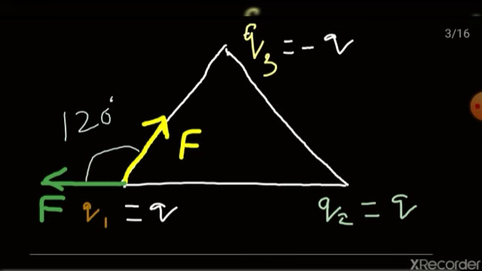Now if we see the diagram, the angle between these two vectors will be 120 degrees, because this is an equilateral triangle and the angle between any two sides is 60 degrees. Hence if this angle is 60 degrees, this angle becomes 120 degrees. So there are two forces acting on q1, each of the same magnitude F, and the angle between them is 120 degrees. Let's find the net force which is acting on q1.